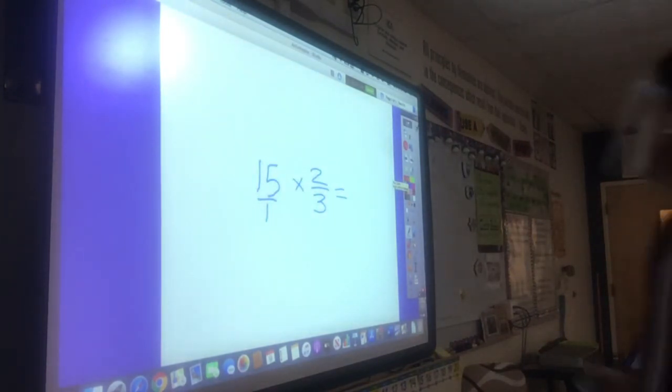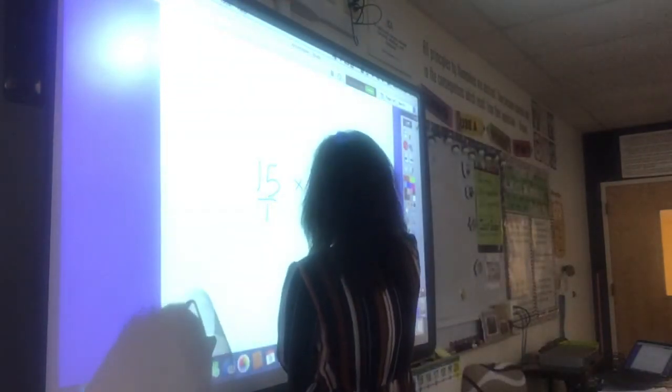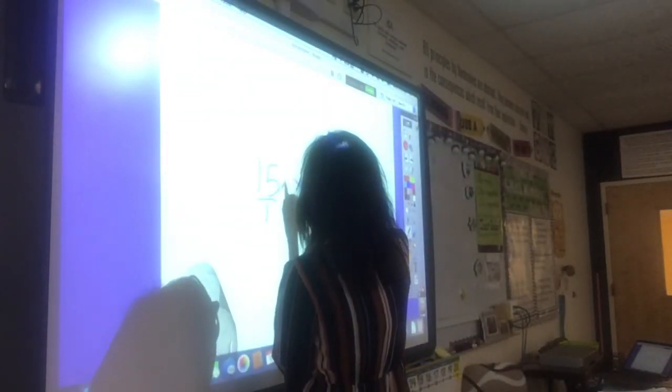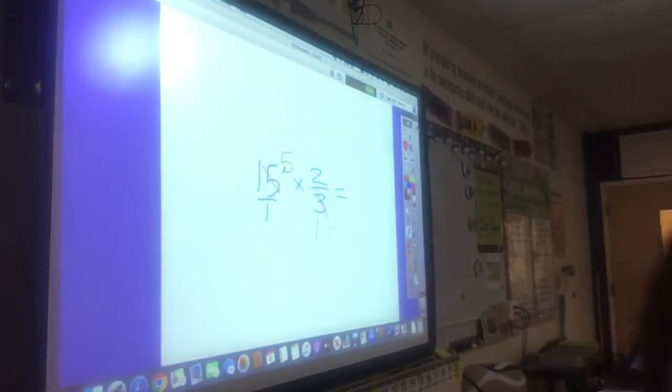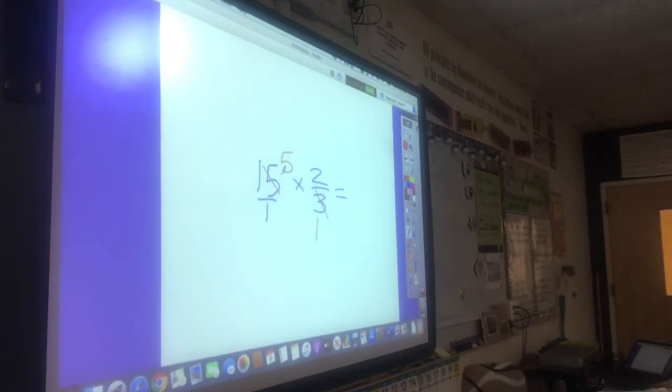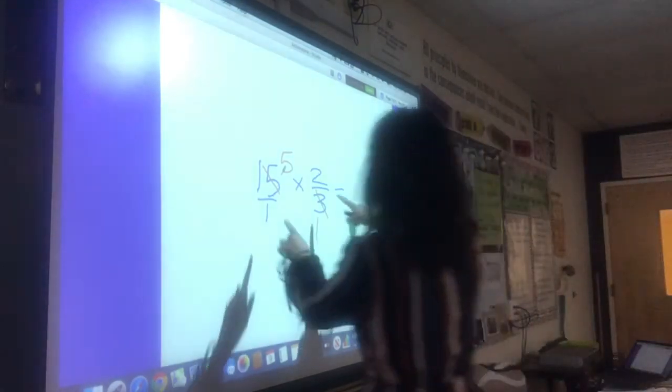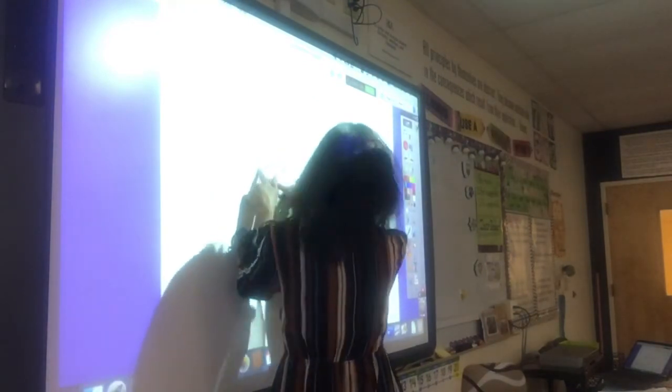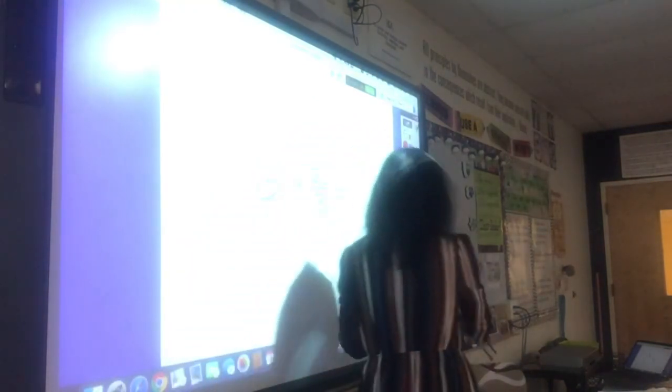Ryan? 3. So 3 goes into itself 1, and it goes into 15 5 times. Okay, and then we just multiply. So what would we get, Grayson? 10. Yeah, 10 over 1 is just 10. And so, does it matter which way you cross them out? It's a diagonal. Yeah, you're looking at the numbers that are diagonal from each other. So if you're canceling, you're looking at these 2 numbers and these 2 numbers. So you're always looking at the numbers across from each other.